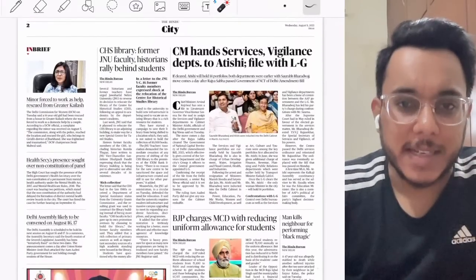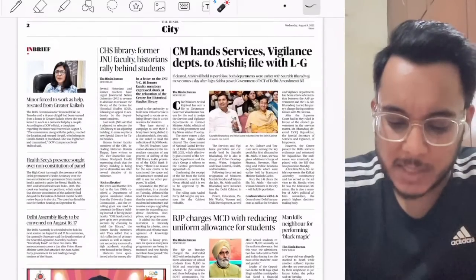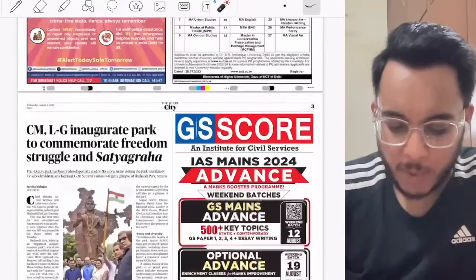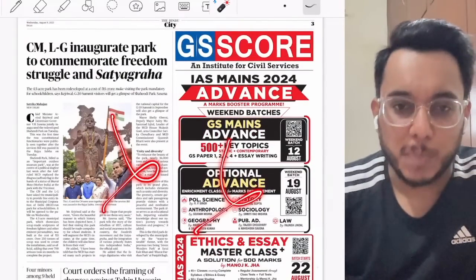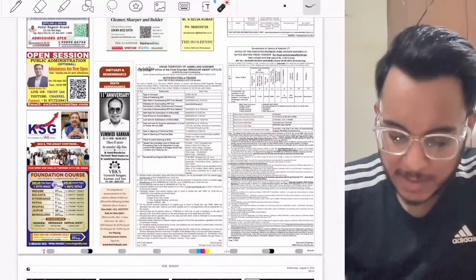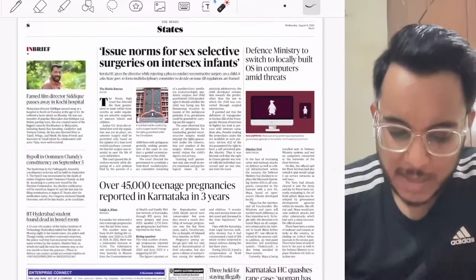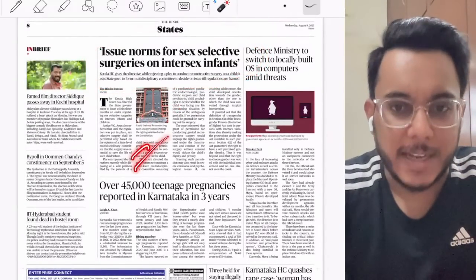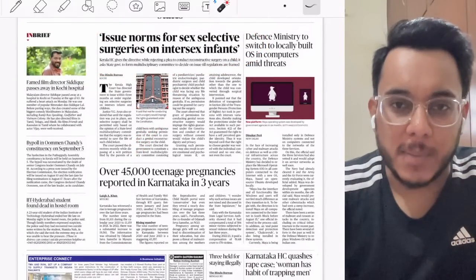Then moving on in the city section, again, CM hands service vigilance department to Atishi, files with LG. Nothing much important for the exam has been given here, so please skip this entire section. However, again, these tenders and all such things. However, here there is one article, issue norms for six selective surgeries. We'll take this particular article for the examination.